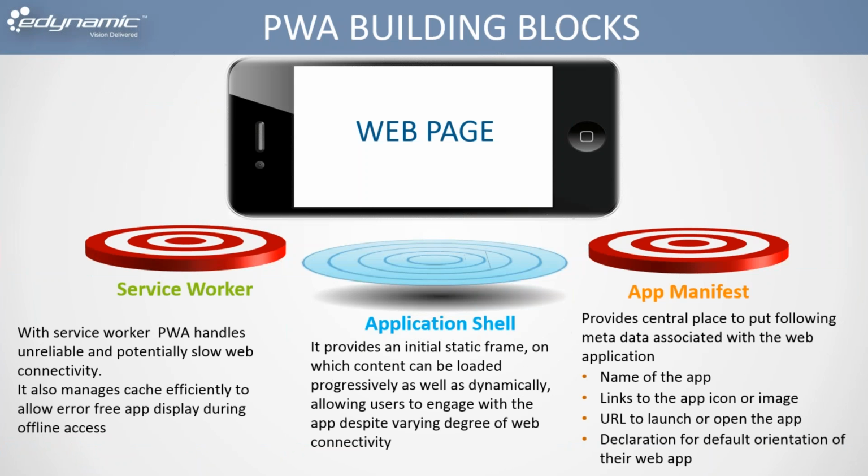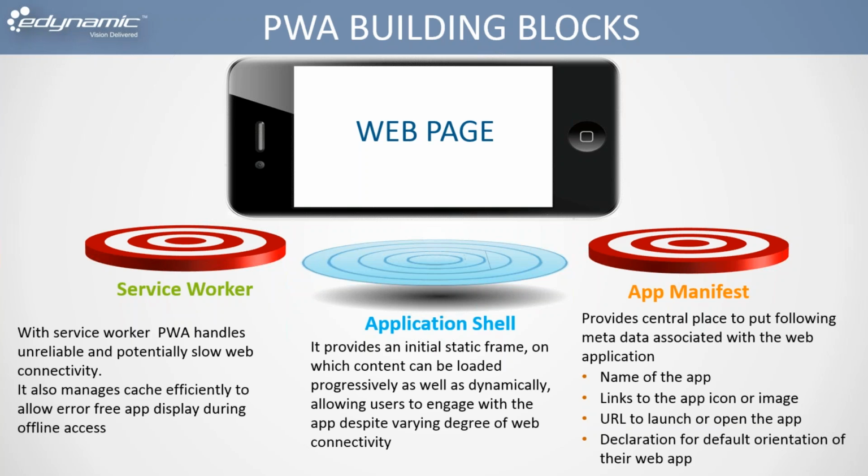Moving on, I'll now be discussing how this PWA works. PWAs rest on three core things. One is your application shell, second is the app manifest, and the last one is the service worker. I said the last one is service worker, but actually the service worker is the one which does all the magic. Service worker acts as a proxy.